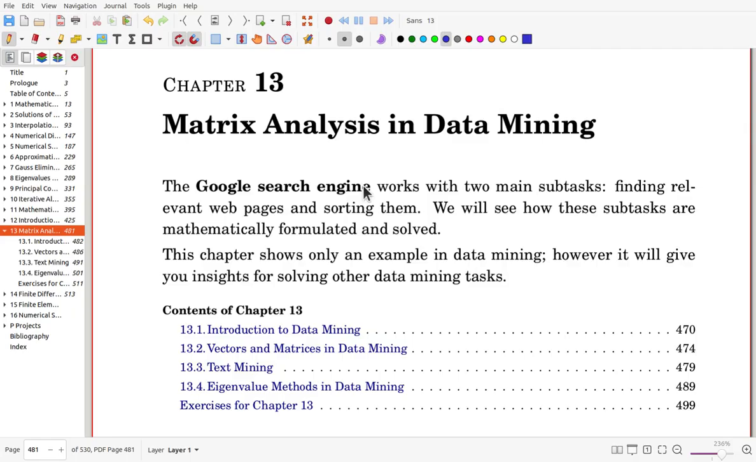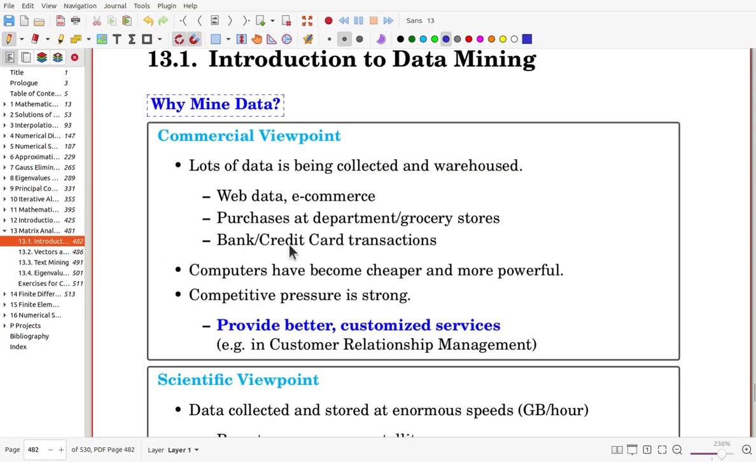This chapter shows only an example in data mining. However, the example will give you insights for solving other data mining tasks. Let's go to a general introduction to data mining.